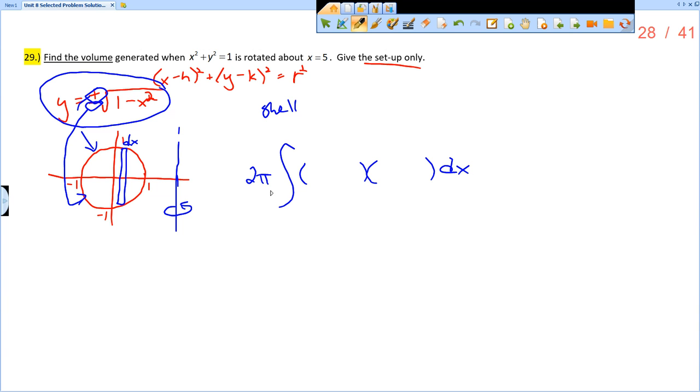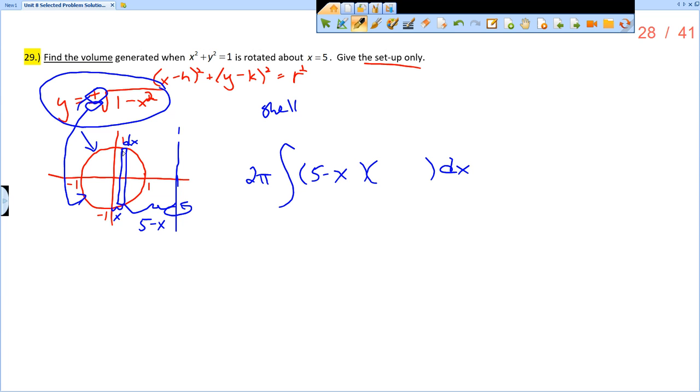Now the radius. Remember that the dx rectangle is x units from the y-axis, and 5 would be 5 units from the y-axis. So how far is x equals 5 from the dx rectangle? Well, that would be 5 minus x. We take the right-hand thing minus the left-hand thing. So 5 minus x would be the radius.